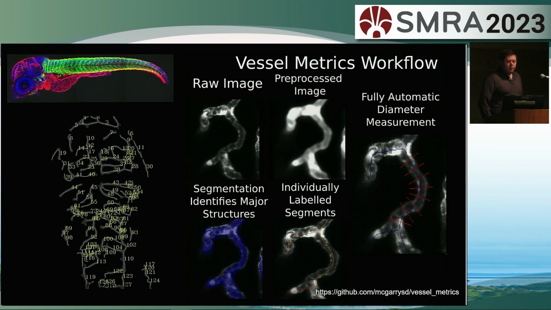VesselMetrics is an open source Python-based software library which analyzes vessel morphology end to end. We take a confocal microscopy image and create a maximum intensity projection. We pre-process the image to homogenize the contrast within the vessel, and then we're able to enhance the vessel and set a threshold in order to segment the vessel structure from the background.